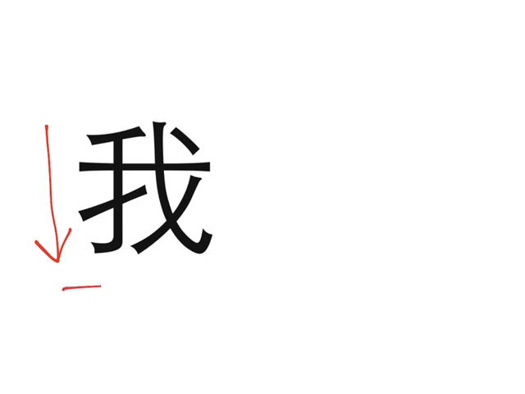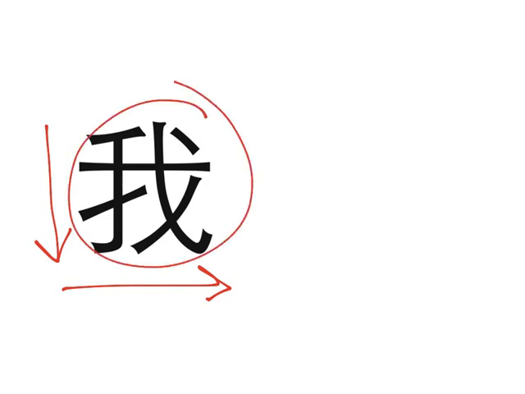Secondly, from left to right. If you know these 2 basic rules, you're going to do alright. So let's practice with this character here. This character is 我. It means I, or me.